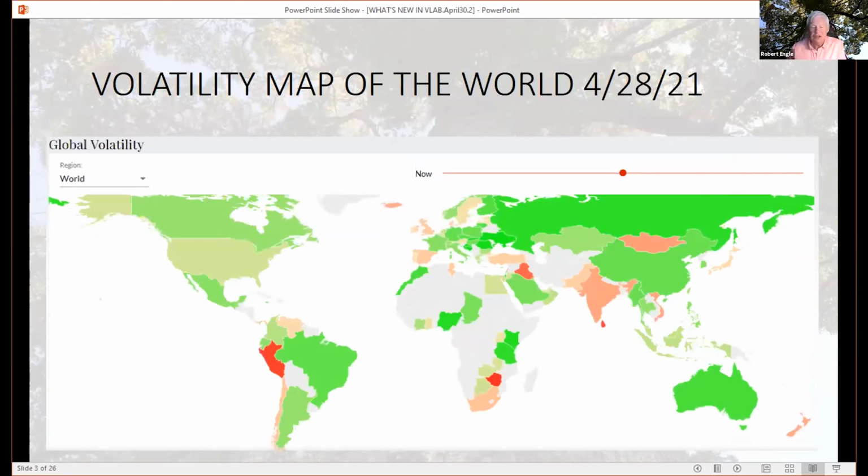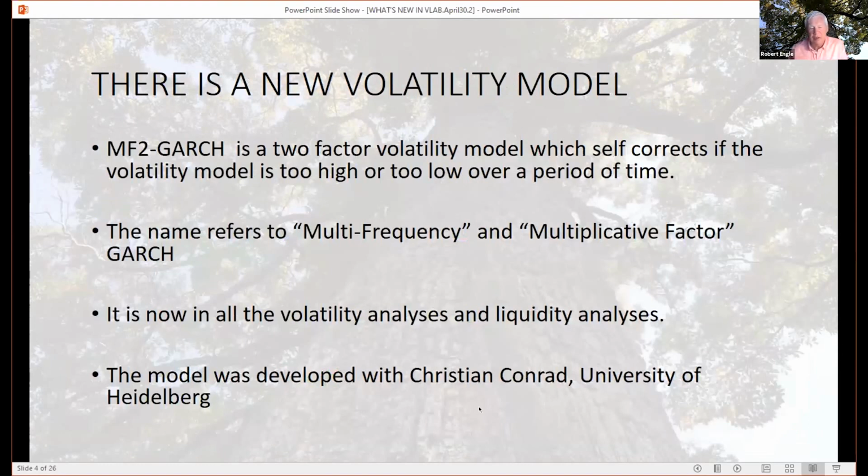The world has really changed dramatically over the last year, and what we want to talk about is what we've learned and what are some of the implications of that for climate finance. One of the things to mention while we're talking about volatility is that we're continually adding new features to VLAB, and I just thought I would note some of them as we go through this. We have a new volatility model, which I think is going to be interesting. It's pretty robust, and it seems to work well in lots of situations.